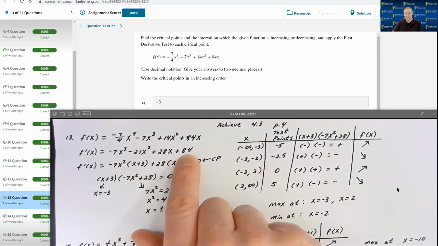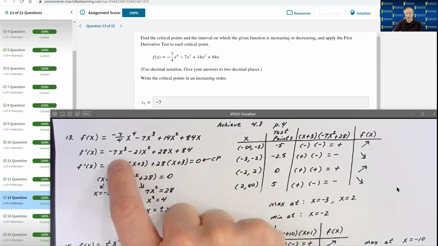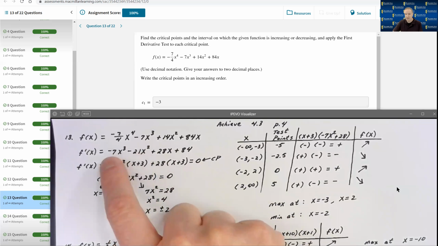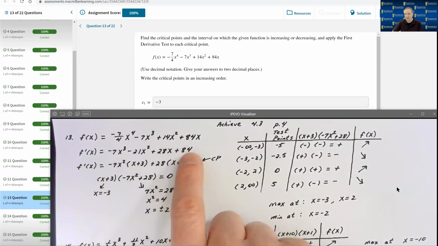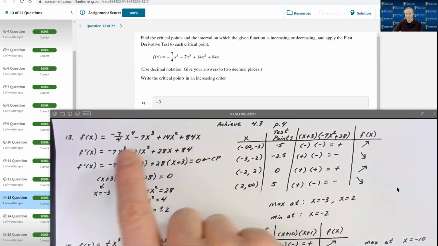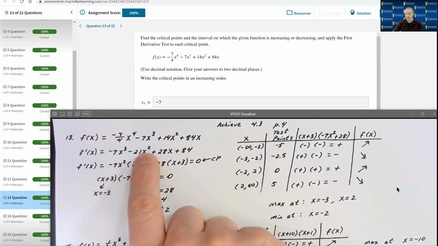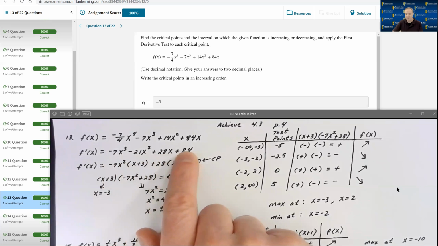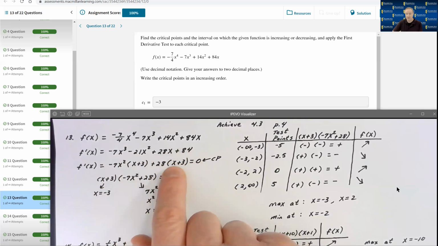After doing that, I noticed that the second term has a coefficient that's 3 times the first term, and that same pattern existed between the third and fourth term. So I knew this should be able to be factored by grouping pretty nicely. I grouped the first two together and pulled out a common factor of negative 7x squared. When I did that, I was left with x plus 3. Then in the second two terms, I did the same thing. I factored by greatest common factor, took out the 28, and again, you're left with x plus 3.